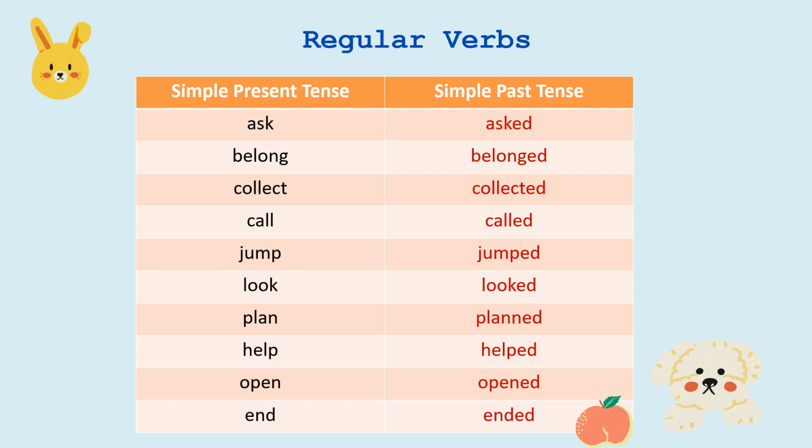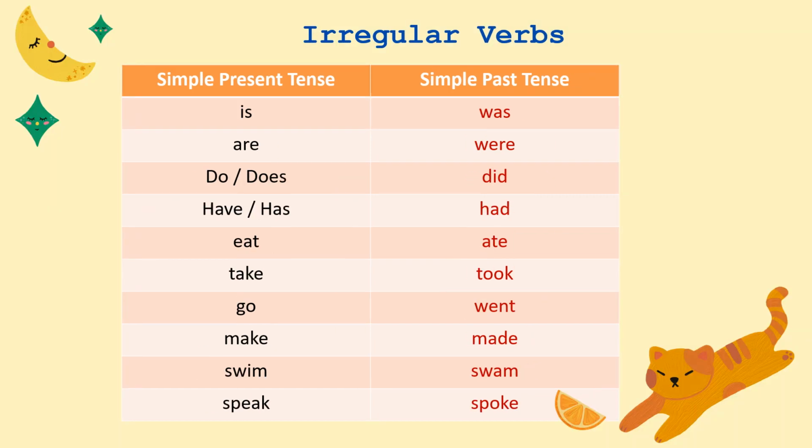How about irregular verbs? Let's take a look. Is becomes was, are becomes were, do or does becomes did, have or has becomes had, eat, ate, take, took, go, went, make, made, swim, swam, speak, spoke.